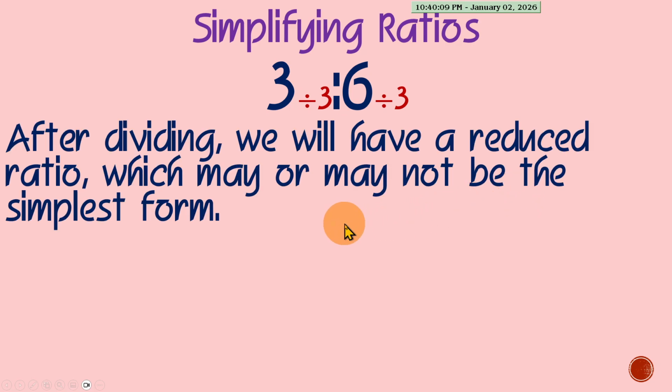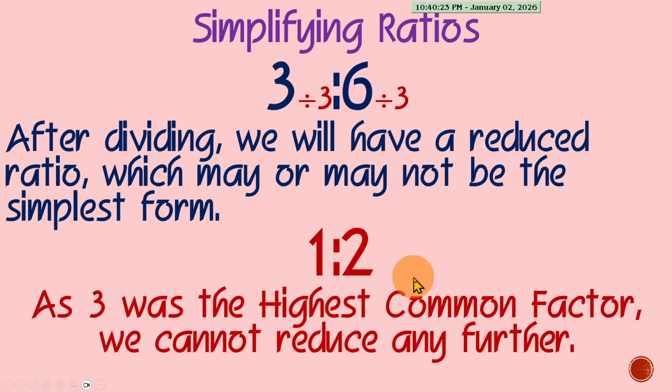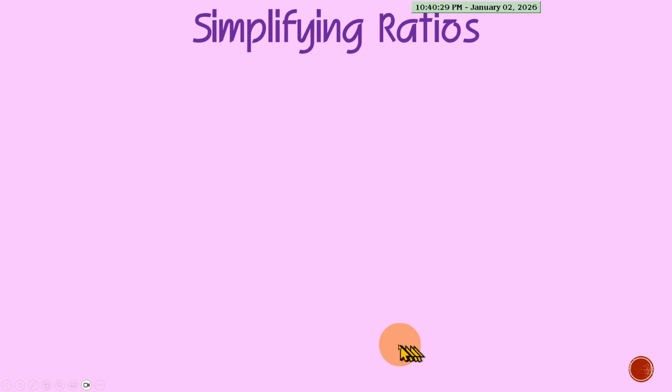So after dividing, we will have a reduced ratio which may or may not be the simplest form. So 3 divided by 3 is 1 and 6 divided by 3 is 2. This is going to be the simplest form because once you see 1, we know we cannot divide any further. So as 3 was the highest common factor, we cannot reduce any further.